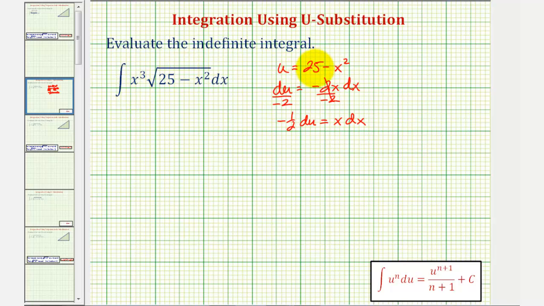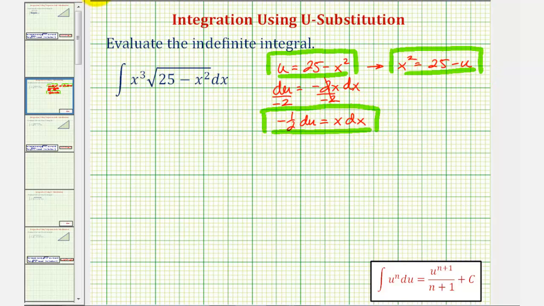So you might be thinking, what should we do with that? Well, if we let u equal 25 minus x squared, we can solve this equation for x squared and then perform a substitution for the x squared in terms of u. So if we add x squared to both sides and then subtract u on both sides, we'd have x squared equals 25 minus u. And now we'll write the integrand in terms of u using this equation, and this equation.